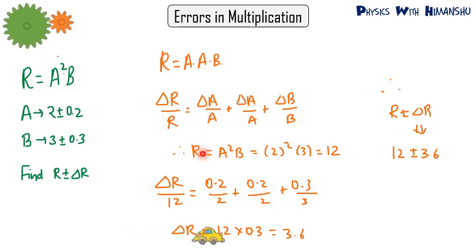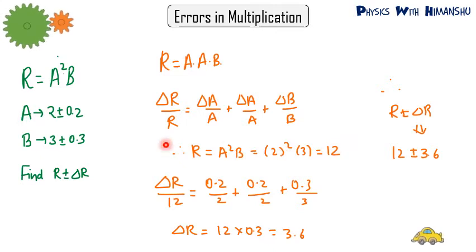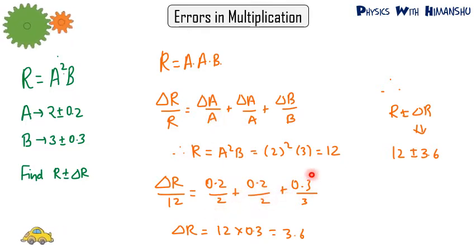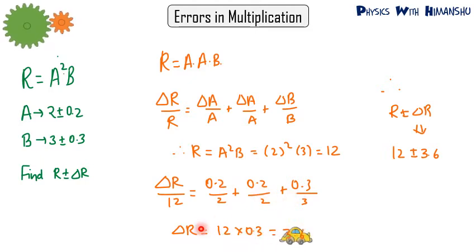Now finding the value of R. So R is basically A square B. So putting value of A, that is 2, putting value of B, that is 3, value of R comes out to be 12. Now the important thing is how to find the error in R, that is del R. So del R by R, R is 12, we have already calculated. Del A means error in A. So error in A is 0.2, that is 0.2 divided by value of A, 2. Again 0.2 by 2, plus for del B, 0.3 divided by value 3. So it comes out to be 0.1 plus 0.1 plus 0.1. So del R will be equal to 12 into 0.3, that is 3.6.